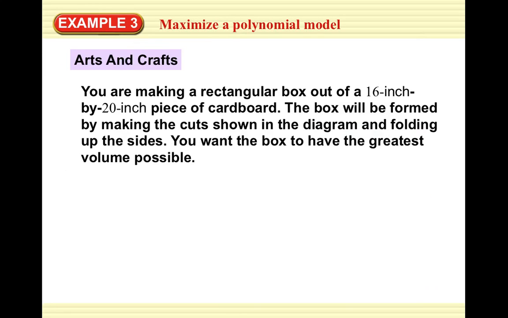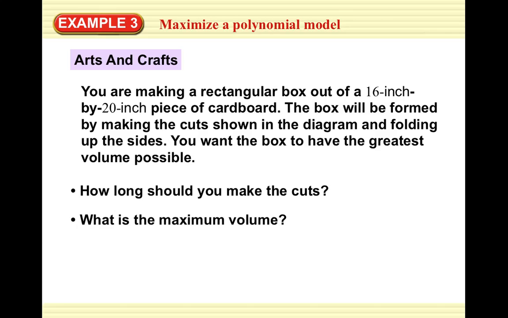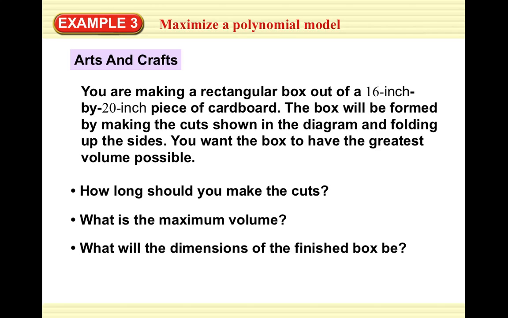All right, example 5, we're going to maximize a polynomial model. Arts and crafts. You are making a rectangular box out of a 16-inch by 20-inch piece of cardboard. The box will be formed by making the cuts shown in the diagram and folding up the sides. You want to make the box have the greatest volume possible. All right, so how long should you make the cuts? What is the maximum volume? And what will the dimensions of the finished box be?